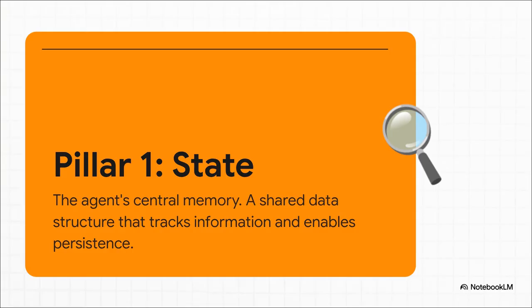Pillar number one is state. You can think of this as the agent's brain or its shared memory. It's this one central place, a data structure, that every single part of the application can look at and write to. This is what gives it persistence, so the memory sticks around. And it allows for checkpointing, which means the agent can save its work and pick up right where it left off. This is absolutely fundamental for any kind of long-running, intelligent task.